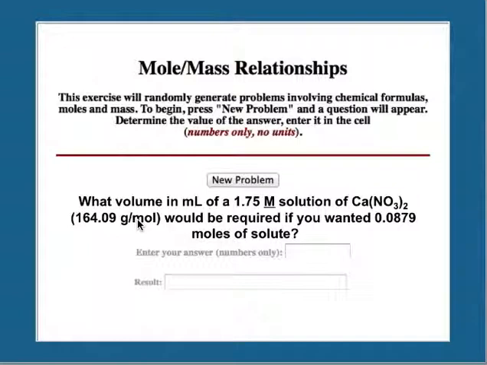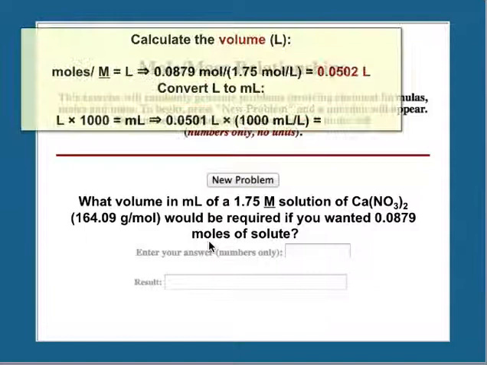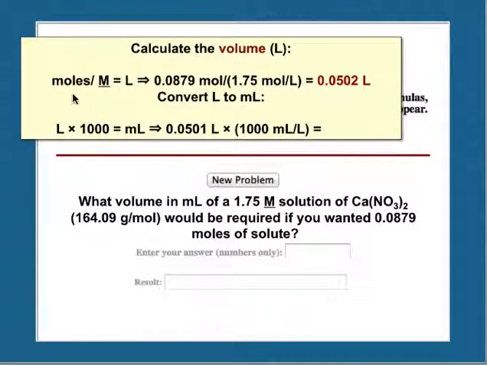Finally, what volume in mils of a 1.75 molar solution of calcium nitrate would we need if we wanted 0.0879 moles of solute? Moles divided by molarity is going to give us liters. This gives us 0.0502 liters. Convert that to mils simply by multiplying by 1,000, and we have 50.2 mils of solution.